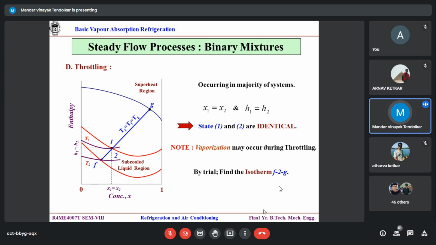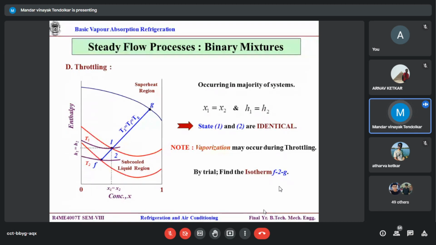Correct? So there is vaporization, found by trial and error. The example which we had solved yesterday, we have to find out for F to G. So assume any point F on the lower pressure, construct the equilibrium construction line, the right angle triangle, find out G and see if F to G is falling on the same line. That is our trial and error method.